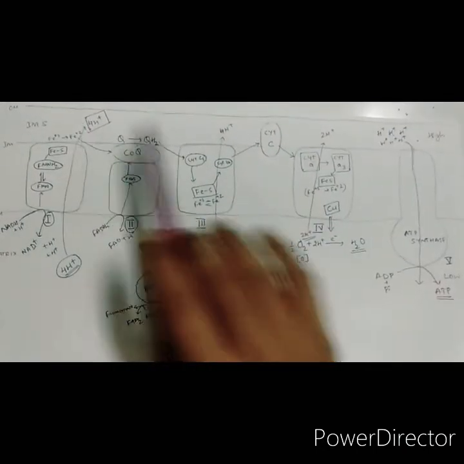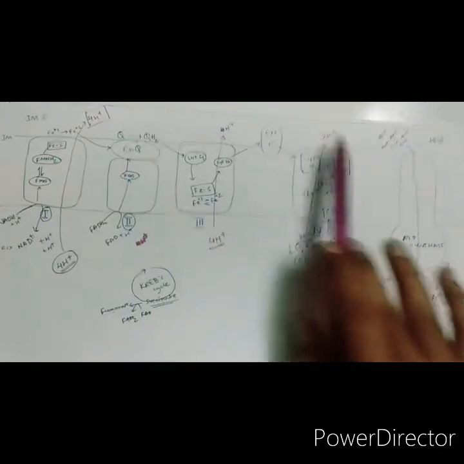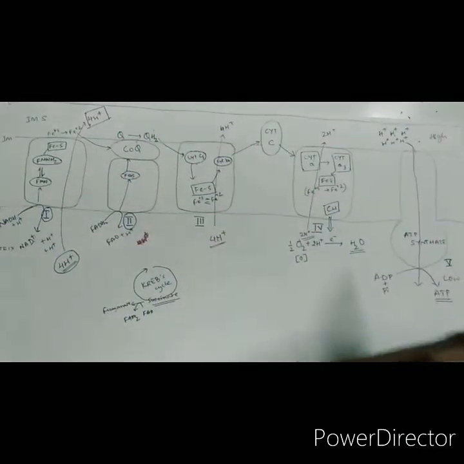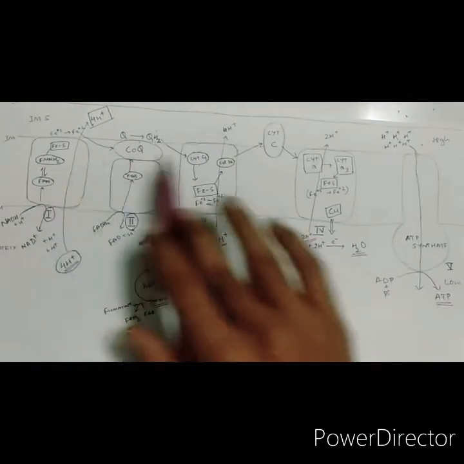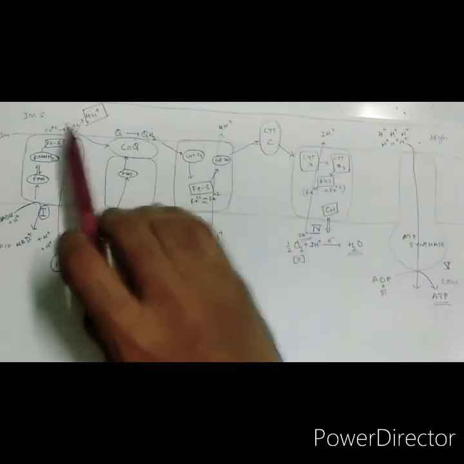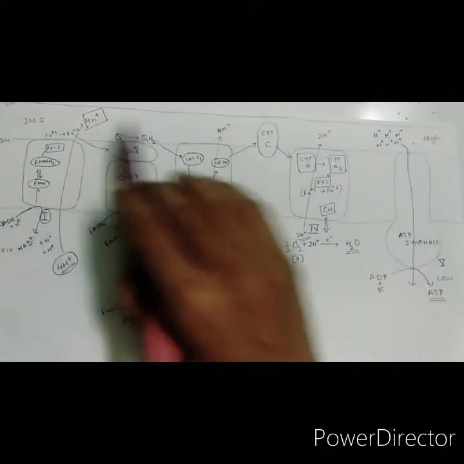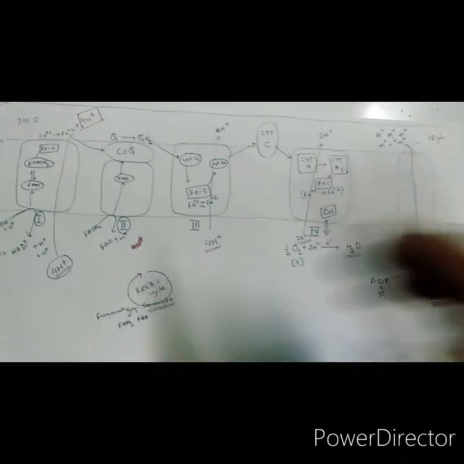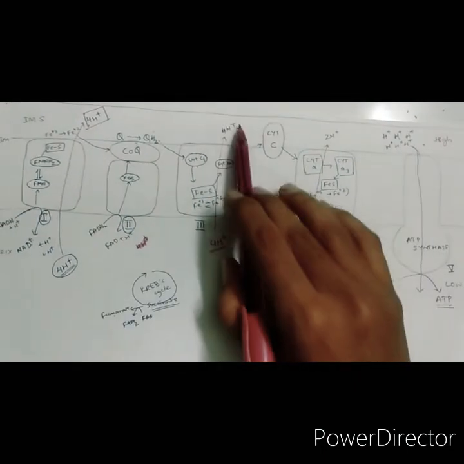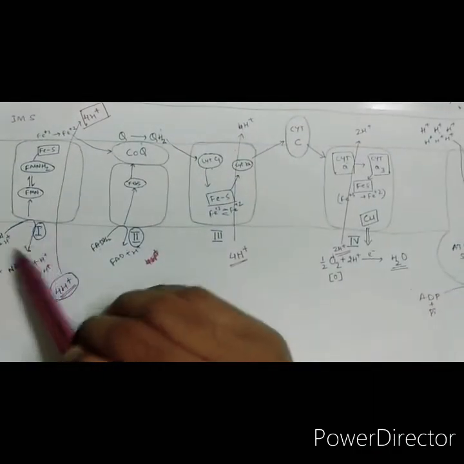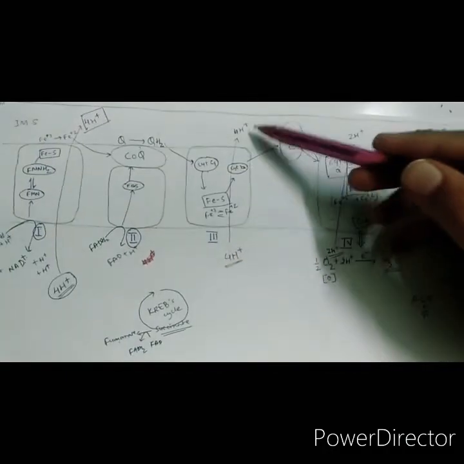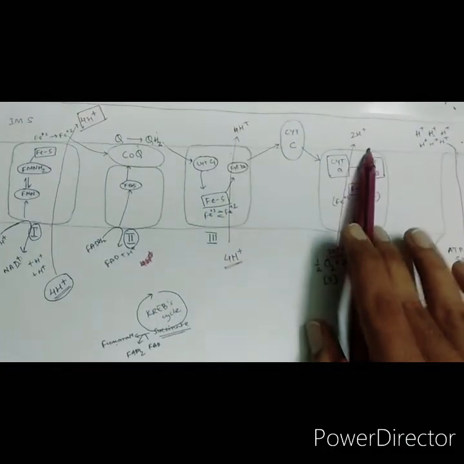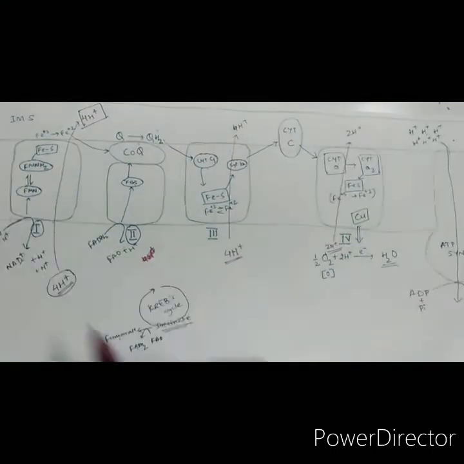So totally 10 protons are being pumped from the matrix to the intermembrane space via oxidation of NADH, because NADH undergoes 3 series of reactions. So during NADH oxidation, 10 protons are being pumped, while during the oxidation of FADH2 only 6 protons are being pumped. You can see here NADH starts from the very first complex, so there is 4 and 2, so totally 10 protons are being pumped during NADH oxidation.